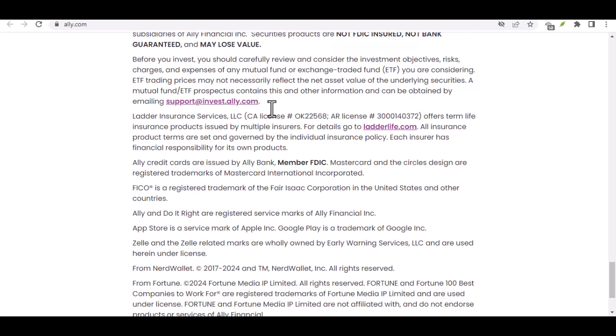Conclusion. Ally's transfer limits are there for your protection. By understanding these limits and the strategies to work around them, you can ensure your online banking experience with Ally remains smooth and efficient.